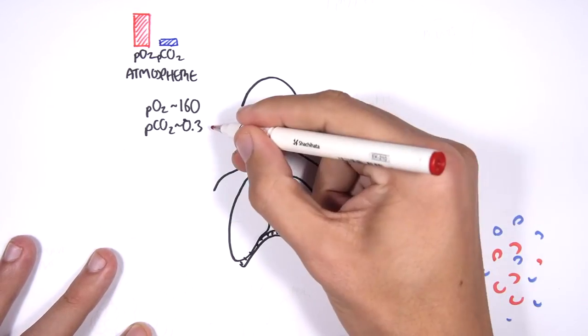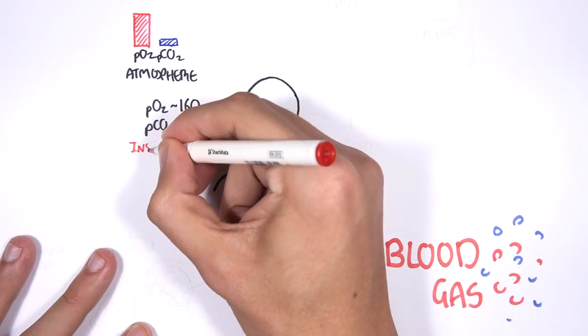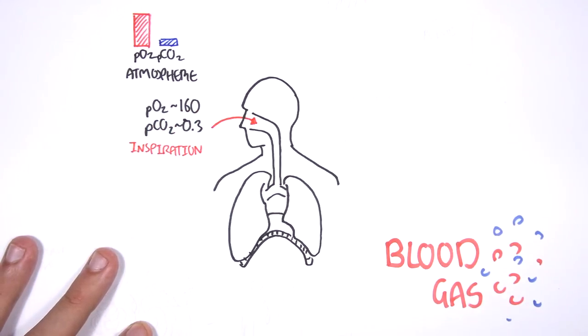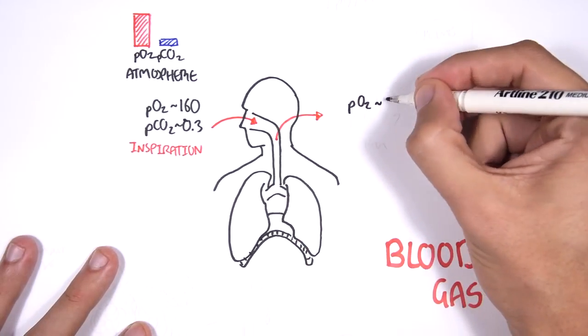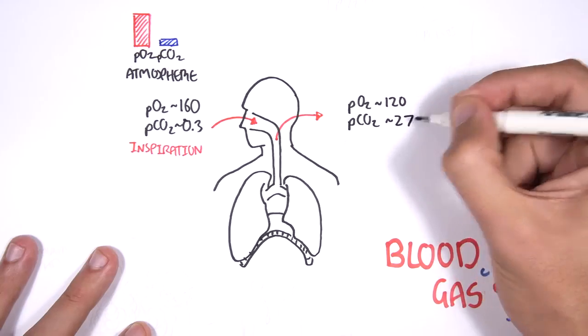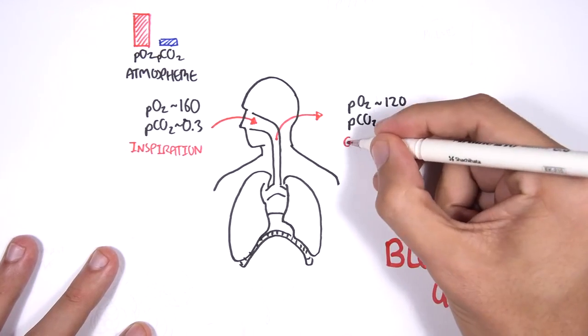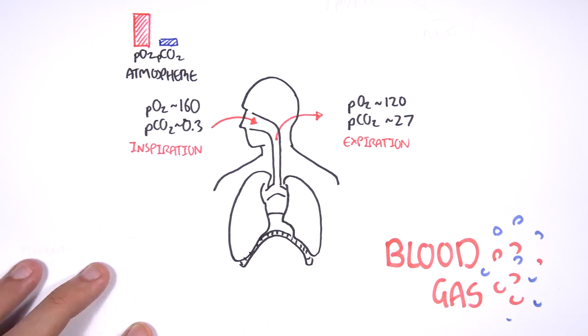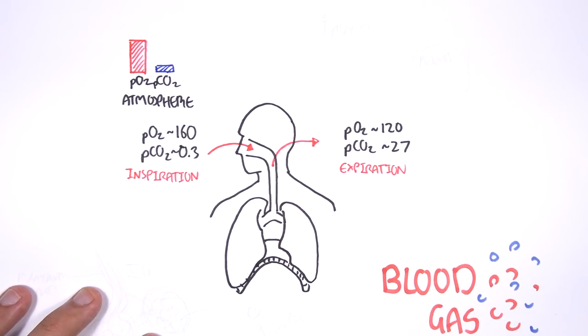What we breathe out is a partial pressure of oxygen of about 120 millimeters mercury and a partial pressure of carbon dioxide of about 27 millimeters mercury. So these figures, they tell us two important things. First is that we don't use that much oxygen, so we don't use up all the oxygen we breathe in. The second thing is that we only produce a little bit of carbon dioxide.